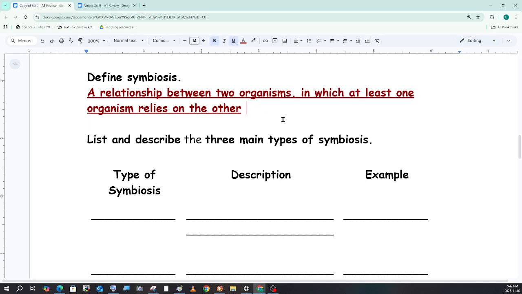Or relies on the other for something. Okay, a little vague, but when I say it relies on another organism for something, that could be a food source. Maybe it has some form of protection from the other organism, or it could also gain the ability to move from the other organism, which is the case when you have, for example, a barnacle on a whale.